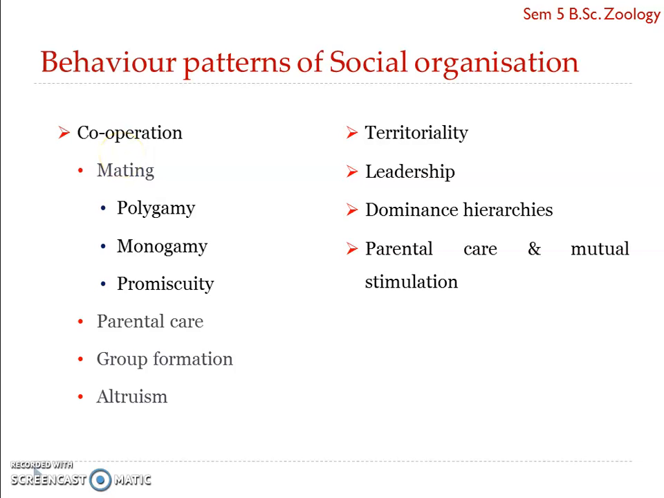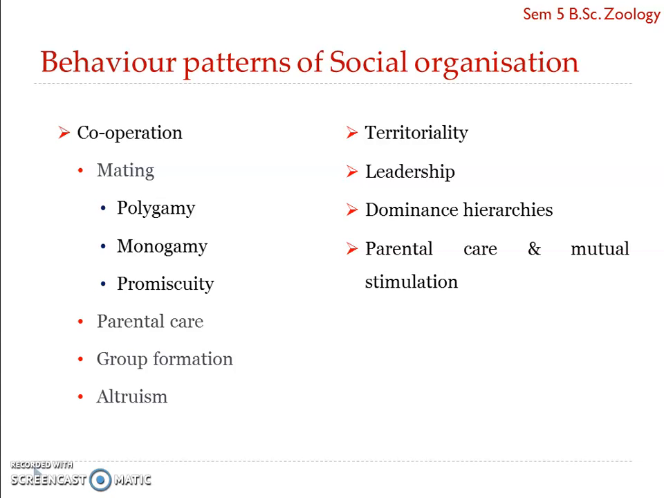cooperation among the members of a group or society for mating and reproduction is a universal phenomenon among sexually reproducing animals. And based on the duration of pair bonding, that is a stable relationship between male and female, and the number of individuals of each sex involved, three basic types of mating systems can be recognized among mammals, and they are monogamy, polygamy, and promiscuity.